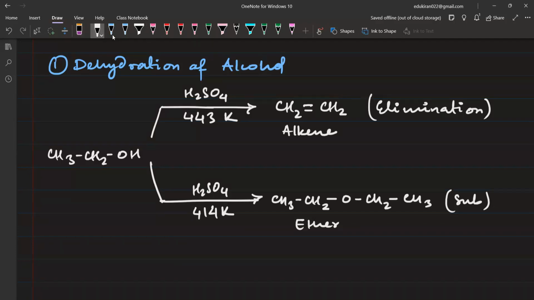Okay. And you will have a general reaction, that is alcohol. It reacts with H2SO4 at, अभी यहाँ पे हम 413 Kelvin लिख दे रहे हैं. Just to remember, you need to remember 414. You will get ROR. Please write this down.